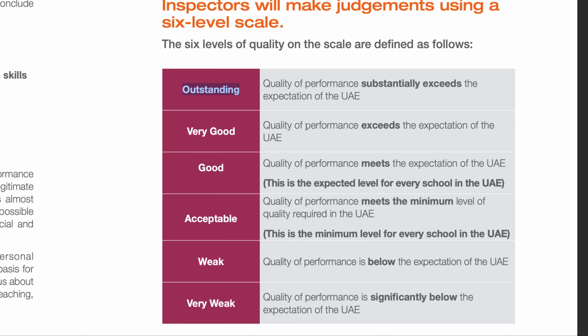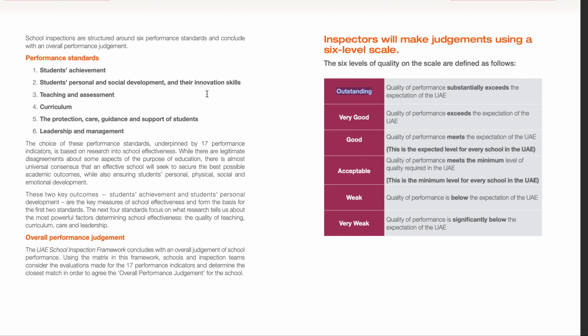The very good means that the quality of performance exceeds the expectation of the UAE. So only keywords are different. Here, the quality of performance sustainably exceeds, and here it's only the quality of performance. While in the good, you are just meeting, not exceeding, the expectation of the UAE, and this is the expected level for every school. This is your starting point as good, but your goal is outstanding. So it is really important to have an agreement on this before starting any kind of collecting data or collecting evidence.